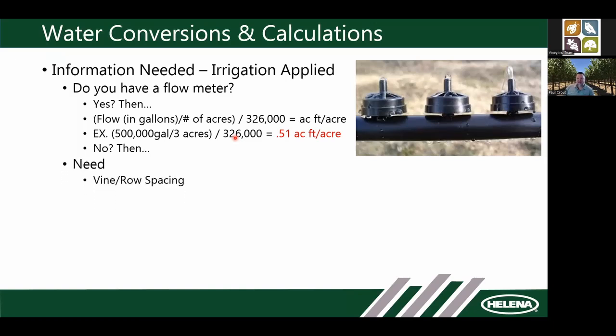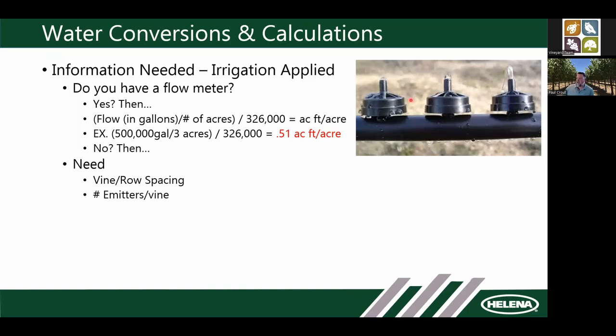Now, if you do not have a flow meter, then we need some other information. We need your vine and row spacing. So are your vines spaced 2 feet or 3 feet apart? Are they spaced 5 feet apart or 6 feet apart? And then are your rows 7-foot row spacing or 8-foot or 10-foot? We need that information.